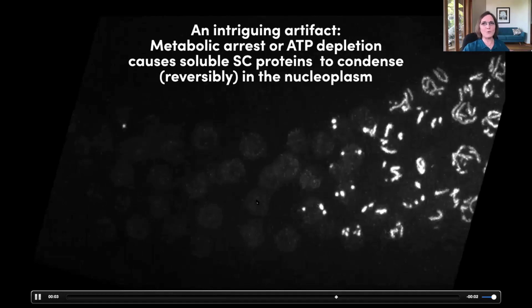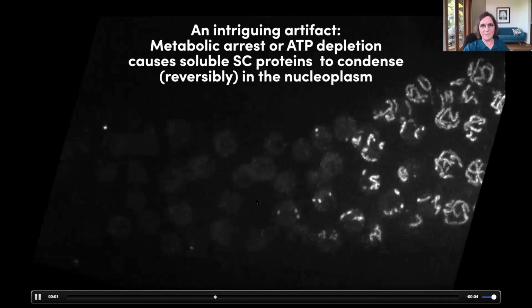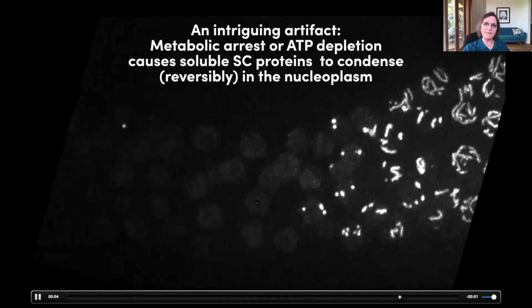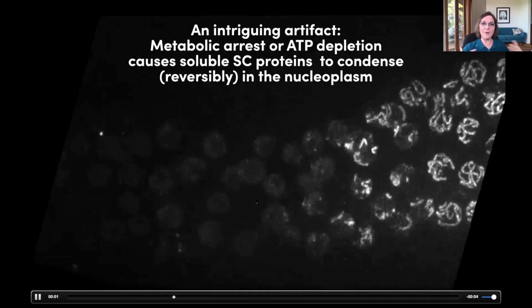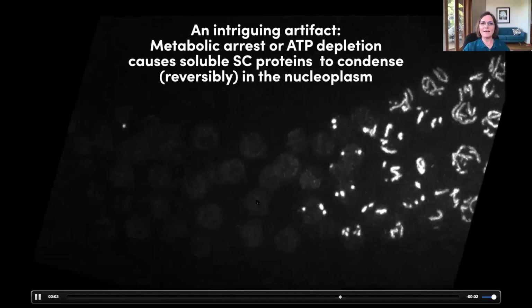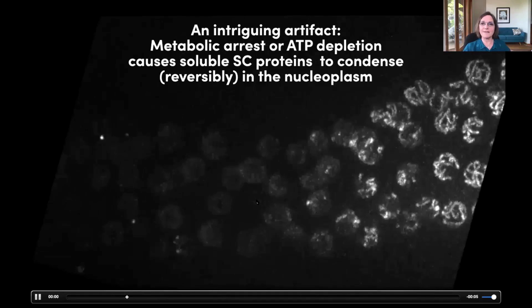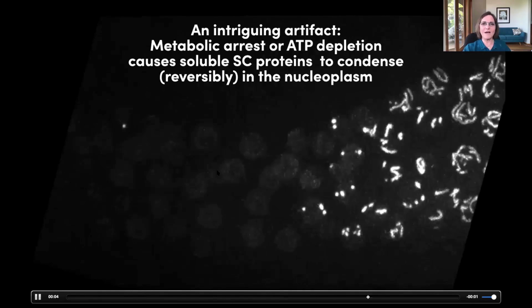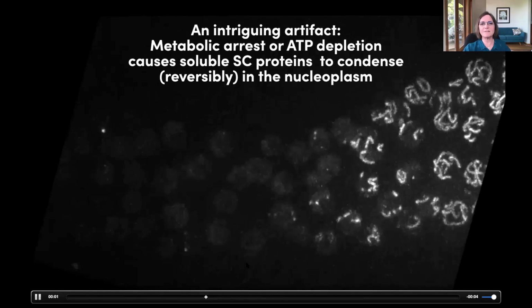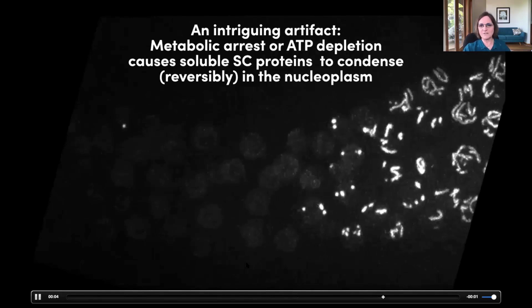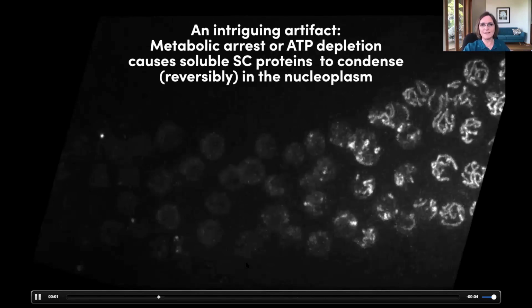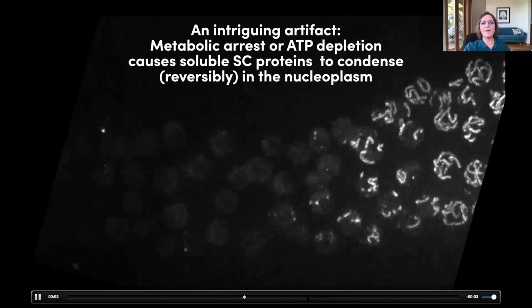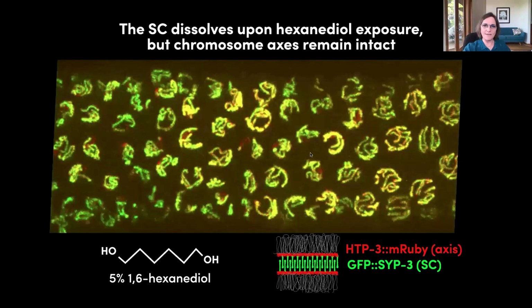And of course, we were heavily influenced by a lot of papers coming out in various areas of cell biology that were showing that a number of different kinds of bodies inside cells assemble through a process of regulated condensation. And so we started to wonder if this phenomenon that we were seeing under these weird arrest conditions might represent condensation of synaptonemal complex proteins. And we decided to explore that further by testing whether the synaptonemal complex might be sensitive to hexanediol.